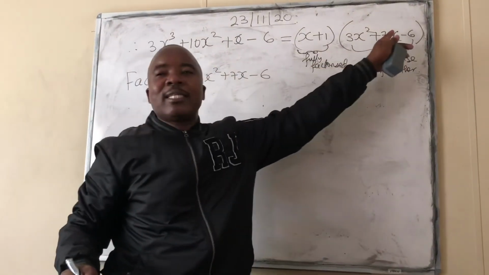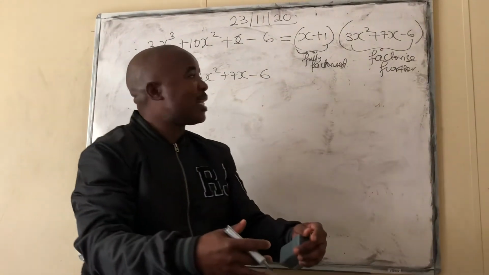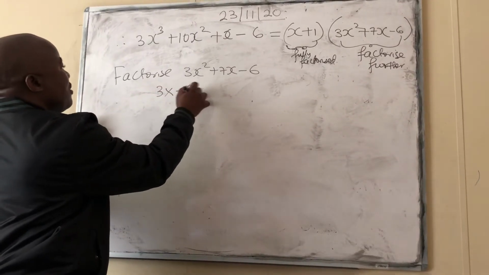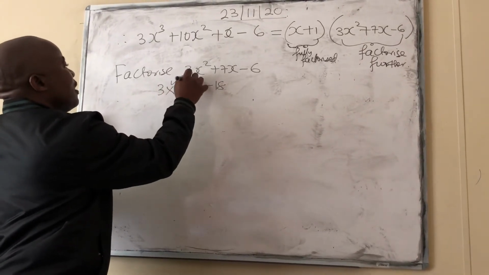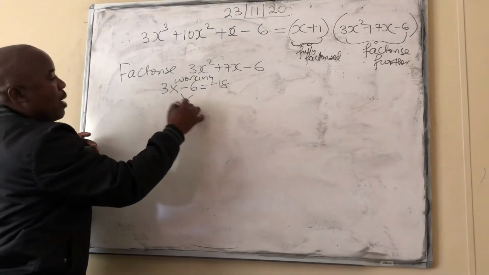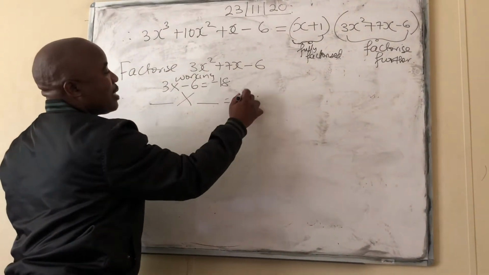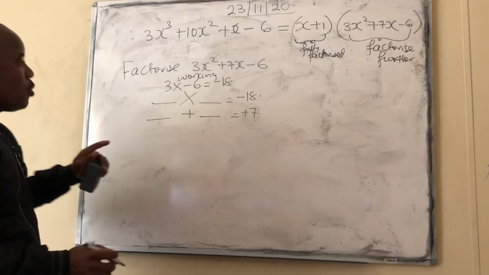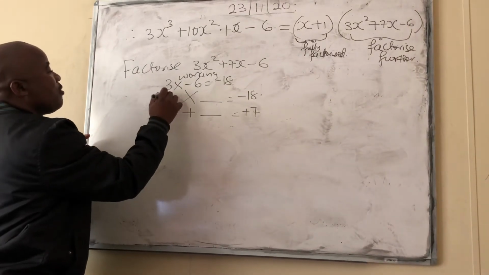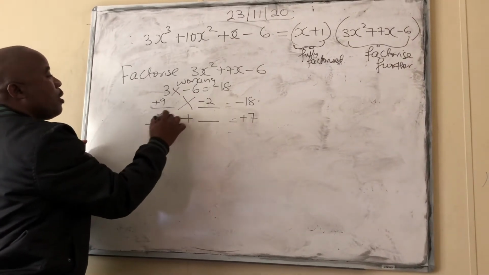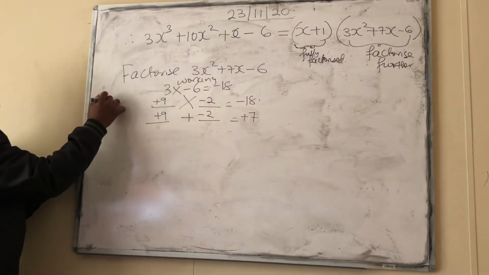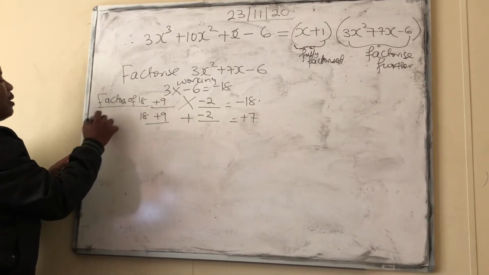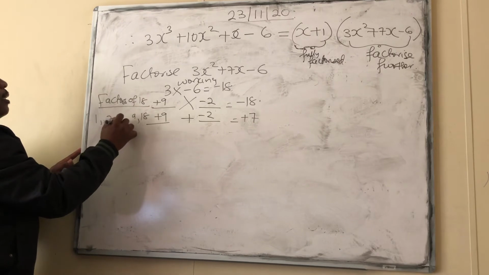If you leave your answer like this, it is not fully factorized, it is partly factorized. So how do you factorize? You say 3 times negative 6, it's minus 18. This is the working. And then you look for two numbers whose product is minus 18 and whose sum is plus 7. So the two numbers are obviously positive 9 and minus 2. I'm getting them from factors of 18, which is 1, 18, 2, 9, 3, 6.